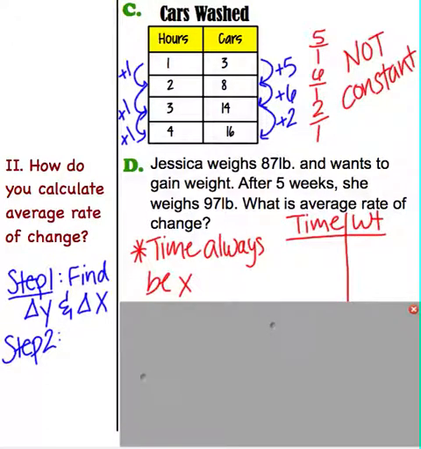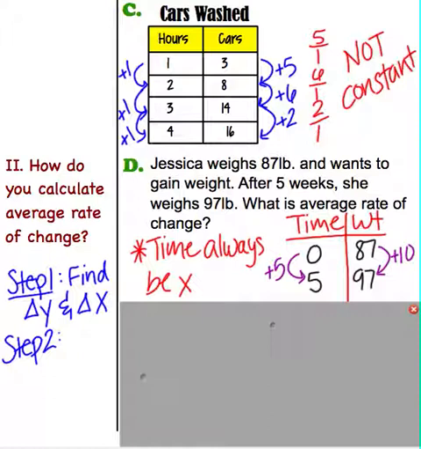So I'm going to make a table to help me out. At time 0, when she first starts, she weighs 87 pounds. Then after 5 weeks, she weighs 97 pounds. So when I look here, my change in y is plus 10, and my change in x is plus 5.